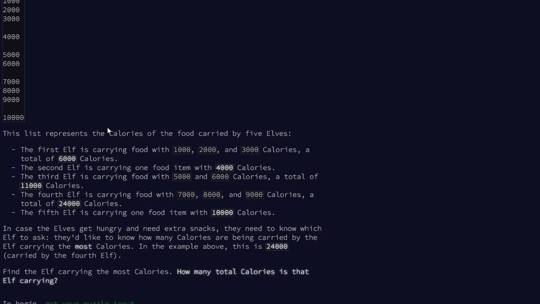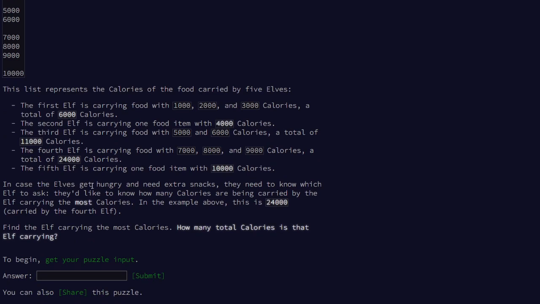This list represents the calories of the food carried by 5 elves. The first elf is carrying food with 1,000, 2,000, 3,000 calories, a total of 6,000 calories. The second elf is carrying one food item with 5,000 calories. Third elf, and so on.